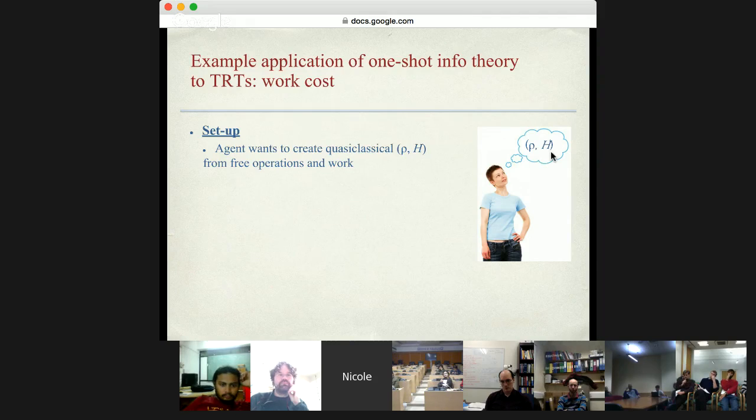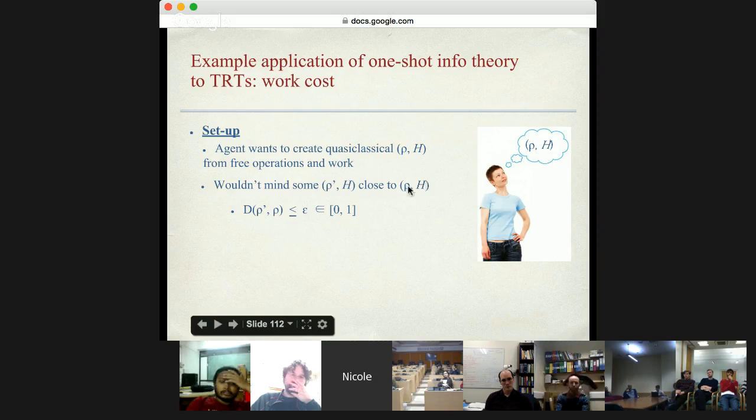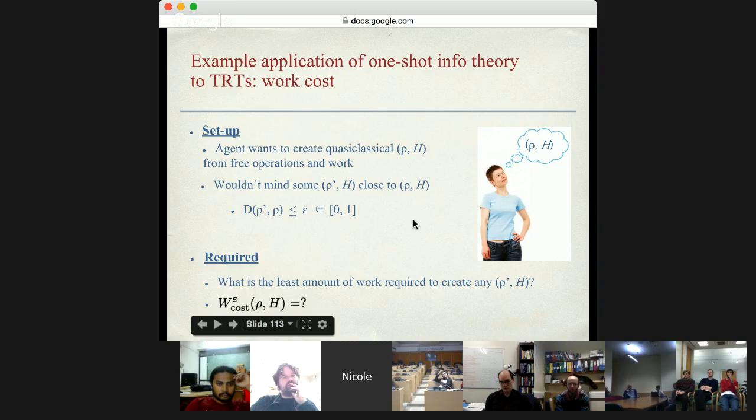Suppose that you have a friend out in the hall who's very rich, has a whole lot of work, and says, I'll give you a battery to create the state you want if you tell me how far to fill up the battery. So you'd like to calculate that amount of work. Actually, I'll generalize the problem a little bit. You wouldn't mind creating some state that's very close to (rho, H). Suppose that d is some distance measure like the trace distance. The distance between the actual state and the target state should be within some tolerance. You would like to calculate the least amount of work required to create any of these approximating states. I'm going to denote that work by this quantity.